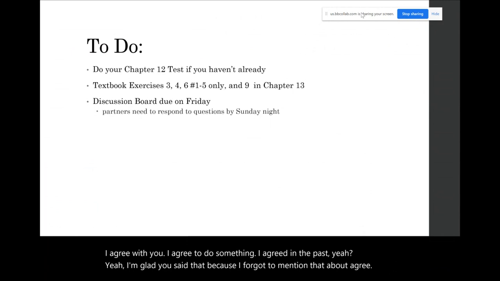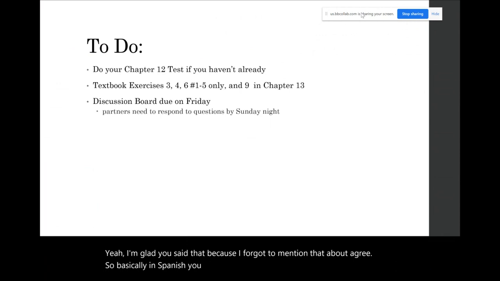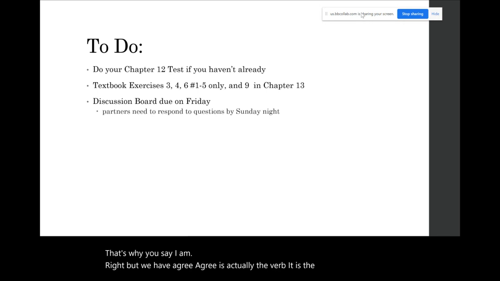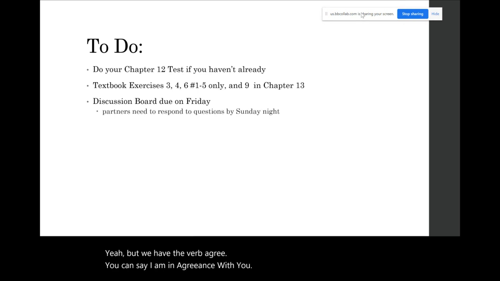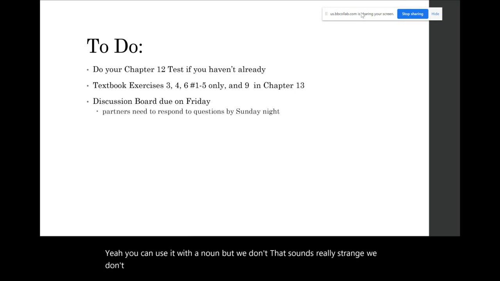So basically, in Spanish, you have acuerdo, which is like an adjective or a past participle. That's why you say I am, right? Yes. Agree is actually the verb. We don't need the am, because we use the verb to say it. Can you say I am in agreeance with you? You can use it with a noun, but no, that sounds really strange. We don't usually do that. Okay, good. Good question.